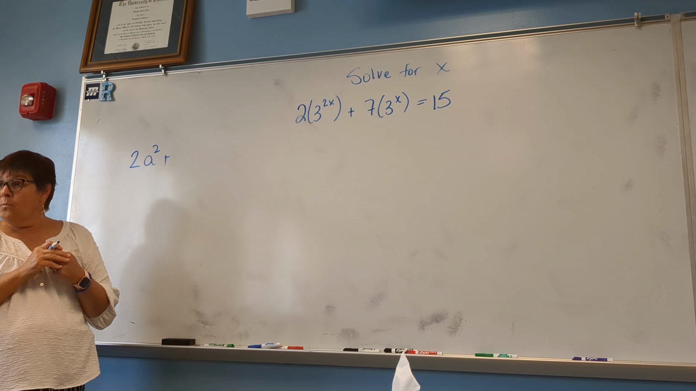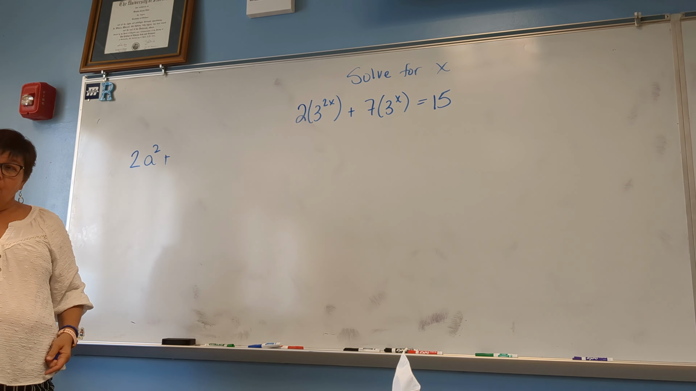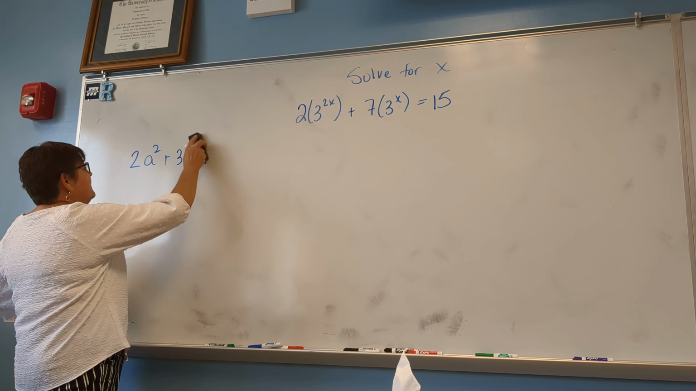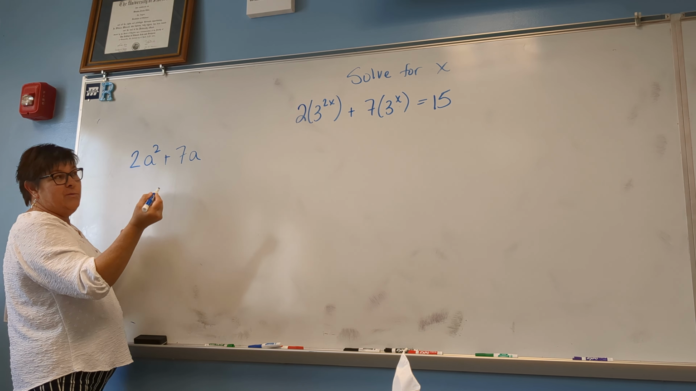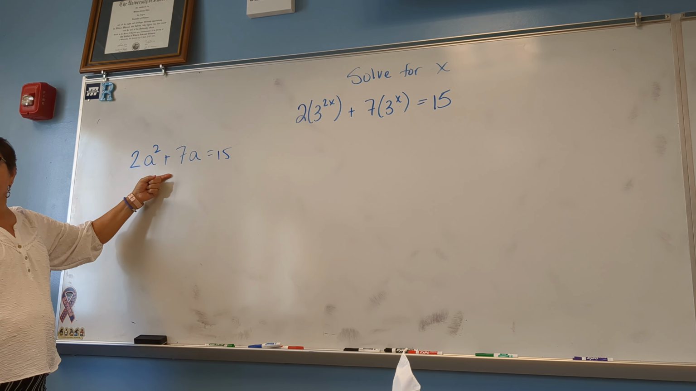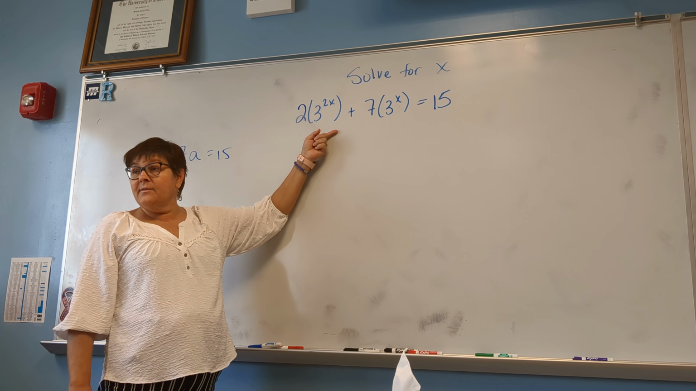Times a. Why a? Can you tell me? Because you're trying to get just one variable. You're trying to get one variable, right? So again, we're thinking outside the box here. And then equals 15, right? That is something, if I said let's solve, you'd be like, oh, I can solve that. This over here, you're like, not so much.